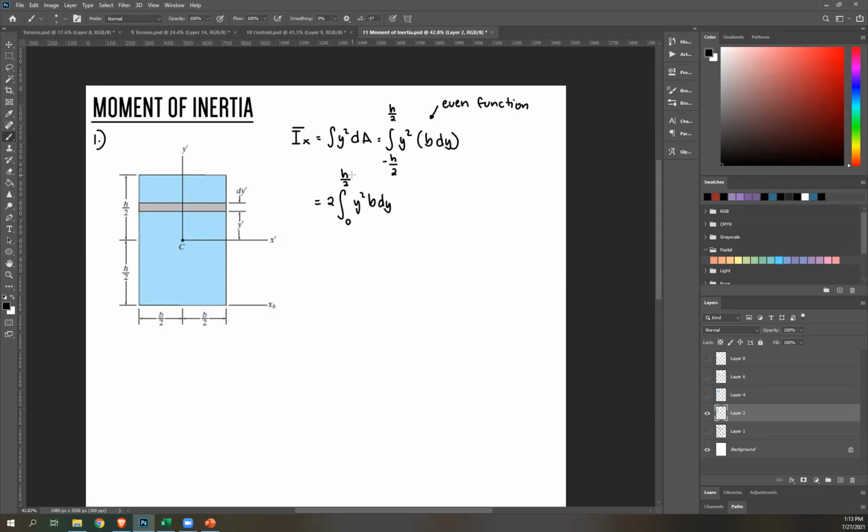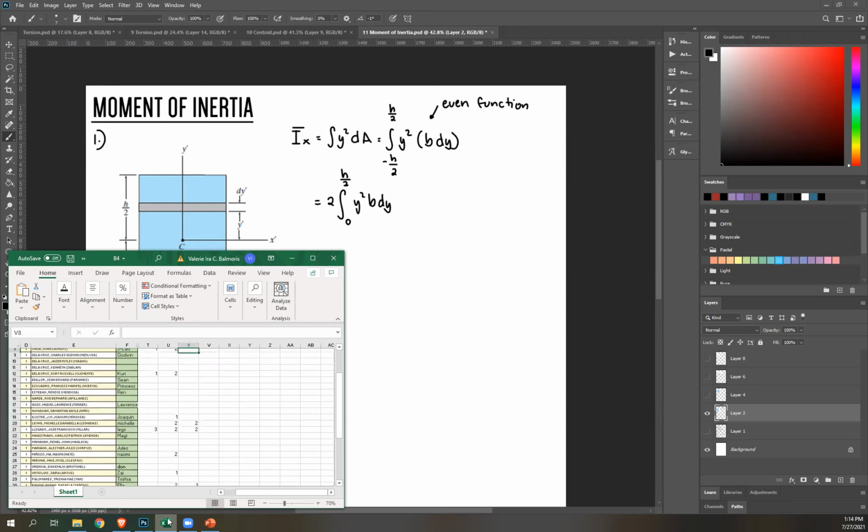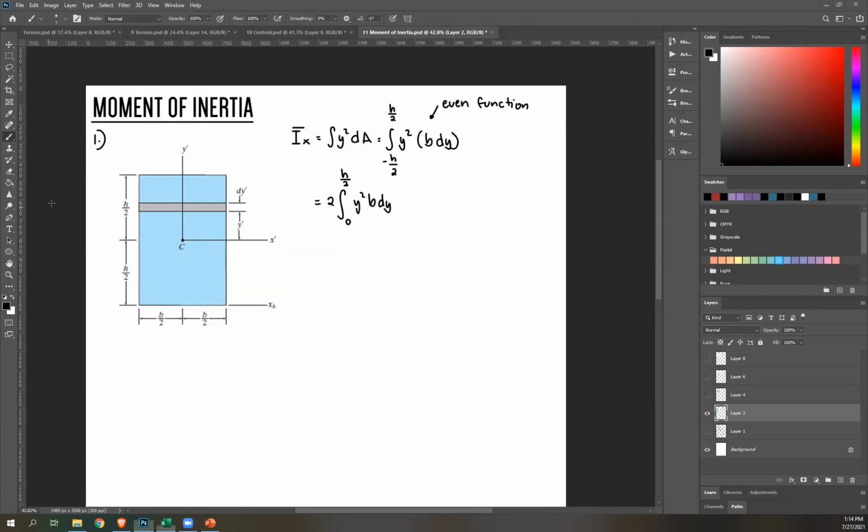next, figure out what's constant so you can factor it out of your integral. From this, can anybody tell me which term is constant? Very good, Colin and Lauren. It's b. Okay, so obviously, dy is not a constant. That's your differential. y squared changes depending on where your element is, so that's not constant. Base is the same no matter where your element is. So b, I can factor out.